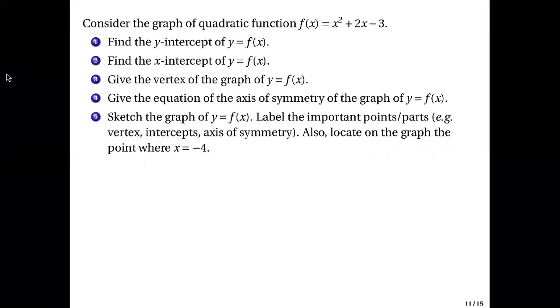So we will all do this. For number 1, y-intercept, we let x equal 0, then y is just equal to negative 3. Okay, so the y-intercept is negative 3.